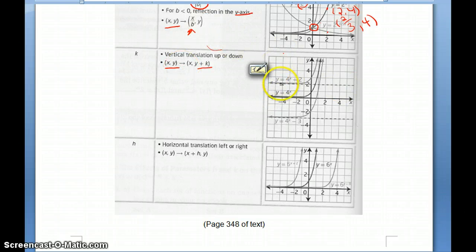Okay, so let's look at an example here. Our original function here is y equals 4 to the x. Here we have a k value of positive 2. If you guys notice, it went 2 units up. In the example below, we have 4 to the x minus 3. We have a k value equal to negative 3. If you watch, it goes down 3 units. And that also does change that asymptote. It moves it down 3 units as well.